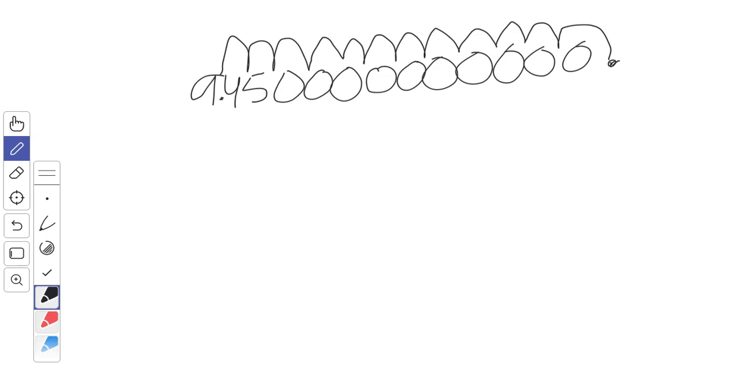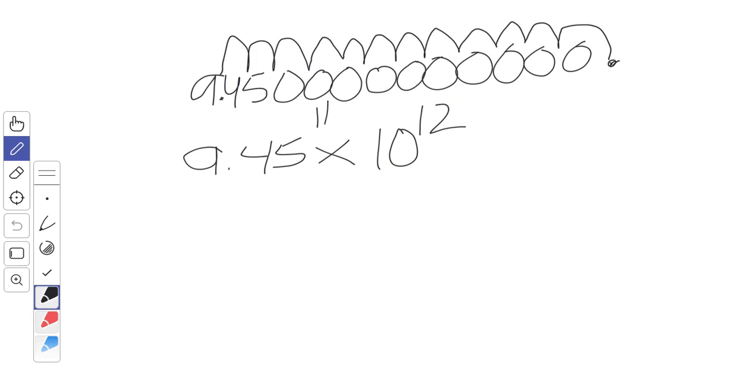That means we need to write it as 9.45 into 10 to the power 12. So these two are equivalent. This is normal mathematical notation and this is scientific notation. This is kilometers per year.